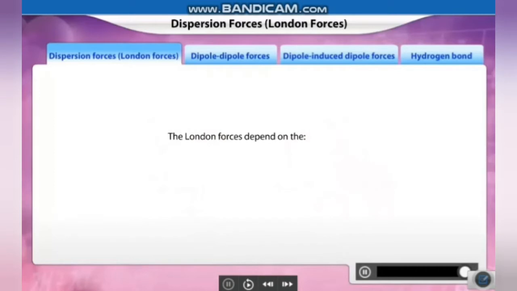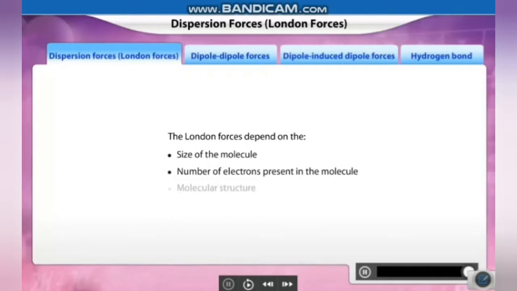The London forces depend on the size of the molecule, the number of electrons present in the atom or molecule, and the molecular structure.